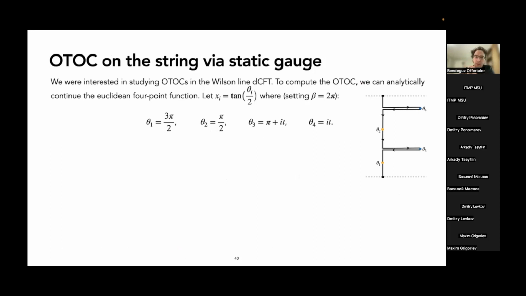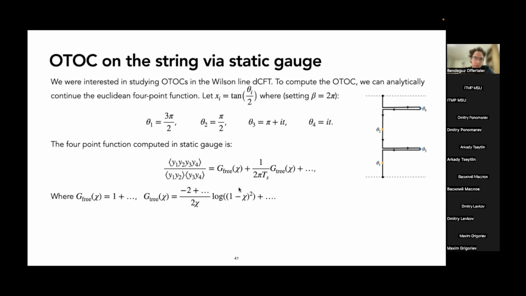So we were interested in studying OTOCs in the Wilson line defect CFT, or in other words, on the boundary of the open string. So we computed the OTOCs by taking our Euclidean 4-point functions and analytically continuing them into this out-of-time order configuration. If we start with our correlators on the line, we can map it with a conformal transformation to the circle, and then we can put the 4 operators, space them equally around the circle, and then analytically continue 2 antipodal operators to Lorentzian time t. We saw previously the result for the 4-point function in static gauge. I just reproduced the relevant terms for the computation of the OTOC.